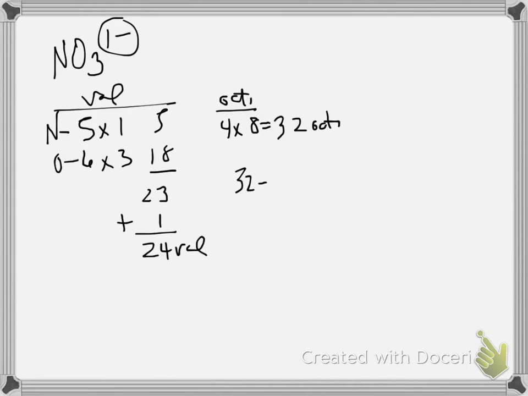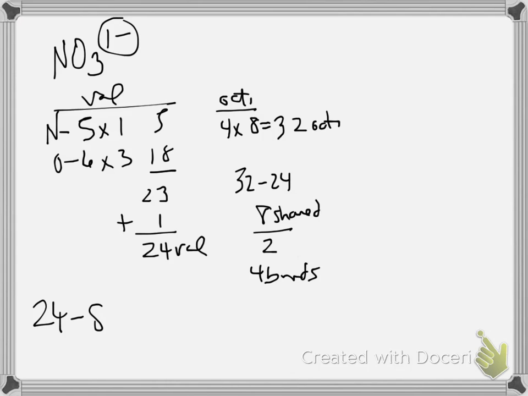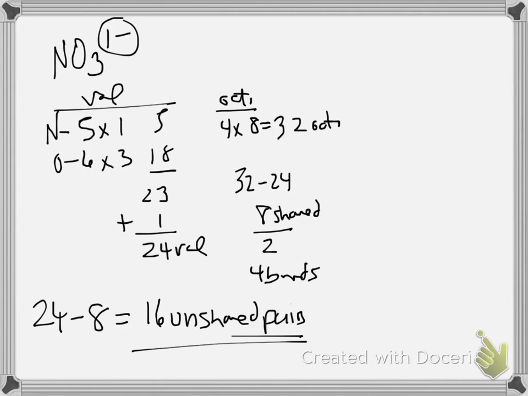So 32 minus 24, we get 8 shared. Divided by 2, we get 4 bonds. And unshared, we have 24. They're sharing 8. So there are 16 unshared. Okay, so the math is good, right?